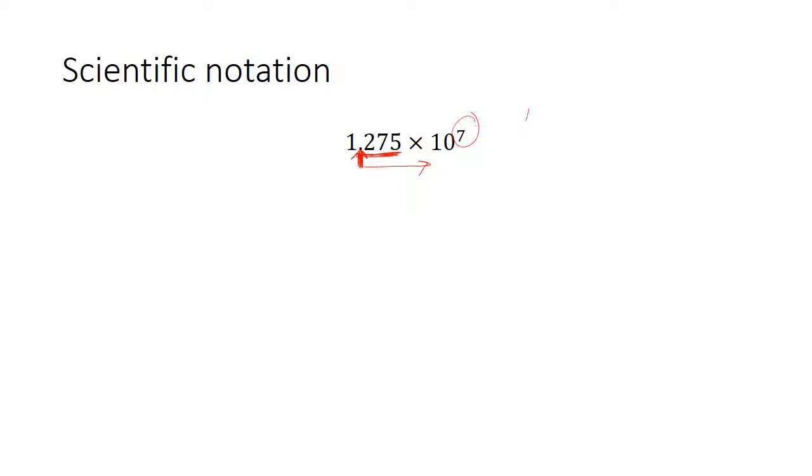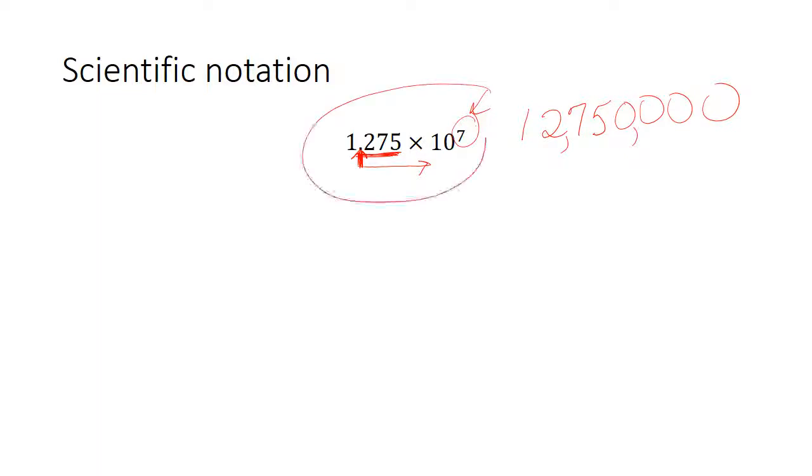So I'm going to go ahead and keep my 1, and that does not count towards the 7 that I'm going for. So I'm going to move my decimal. I'm going to move it 1, 2, 3, 4, 5, 6, 7. Now I'm going to go in and put my commas. So this is just another way of writing 12,750,000.